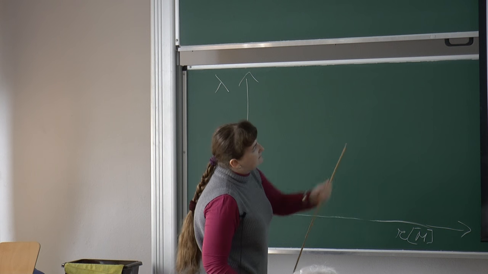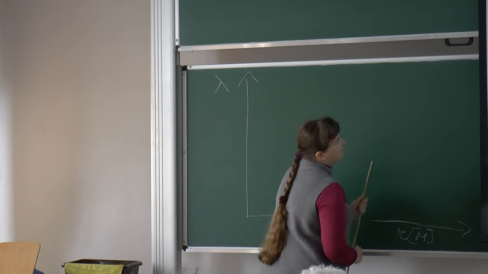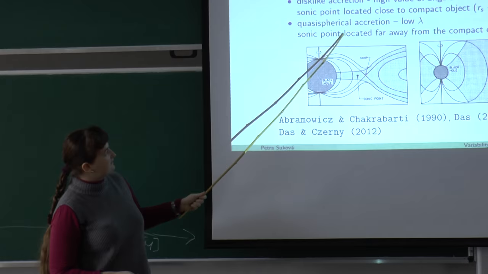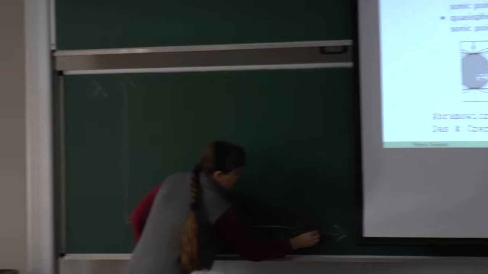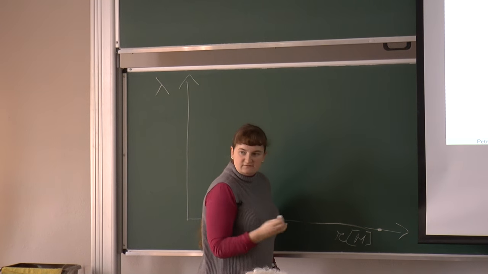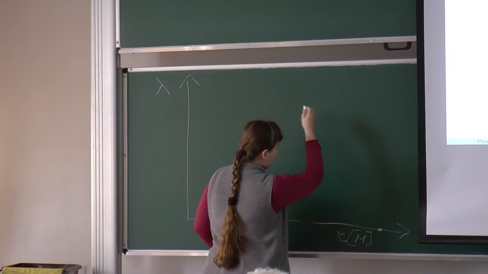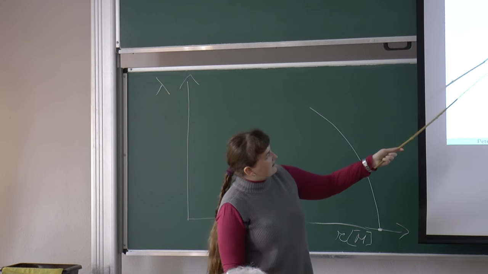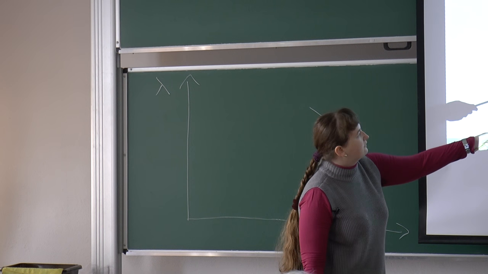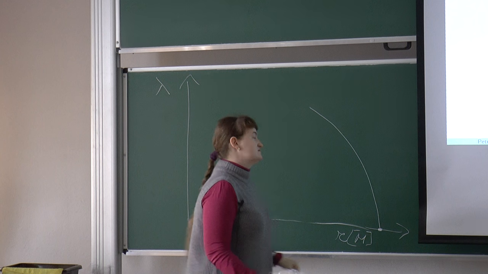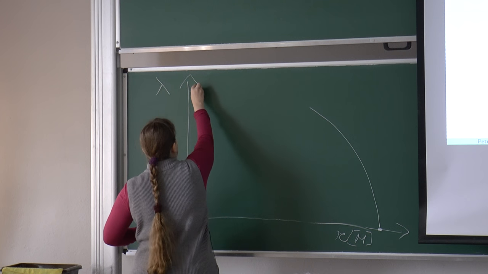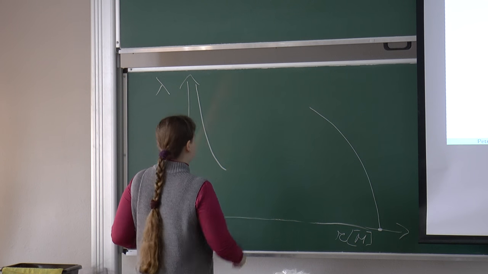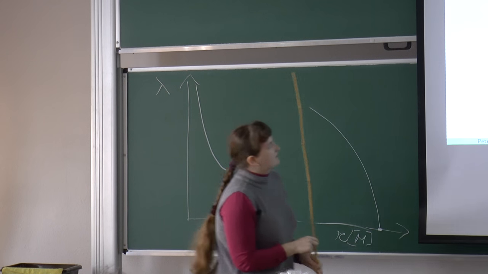And what was known already in 1981 is that there is a type of quasi-spherical accretion where we have a low value of angular momentum and the sonic point is located far away from the compact object. So we can start here, where there is actually the Bondi solution without any angular momentum, and draw the position of the sonic point. Like that. And then there is a disk-like accretion when the gas has a high value of angular momentum and the sonic point is located very close to the compact object. So we can draw the line here. So this is the Bondi-like quasi-spherical accretion and this is the disk-like accretion. Okay.